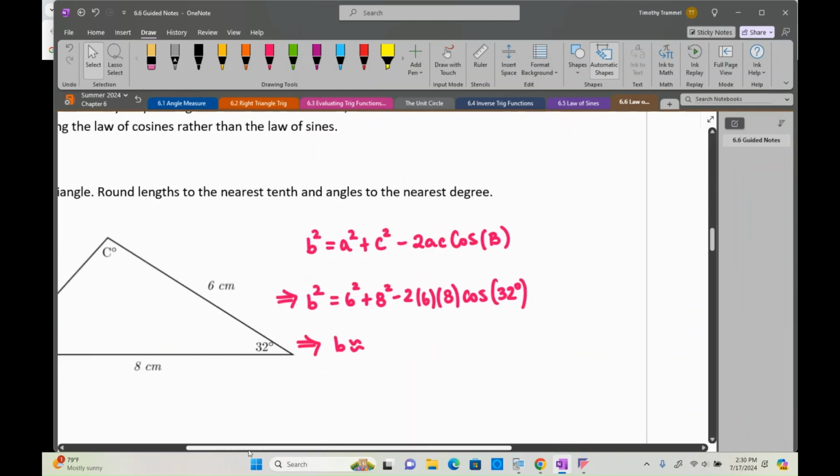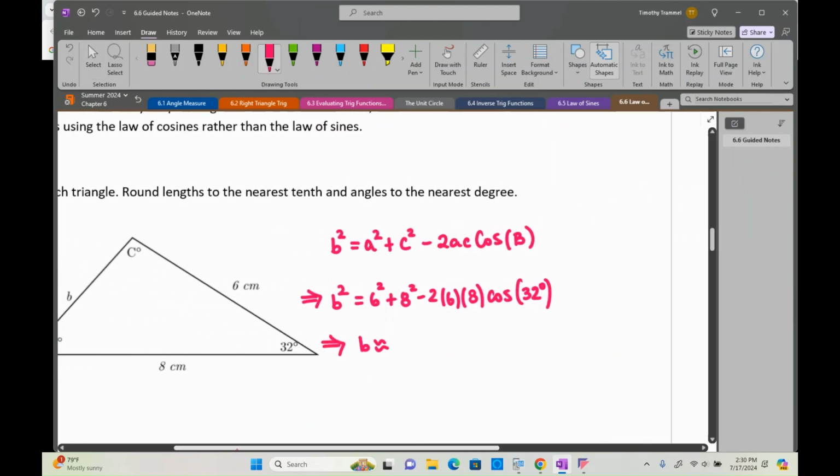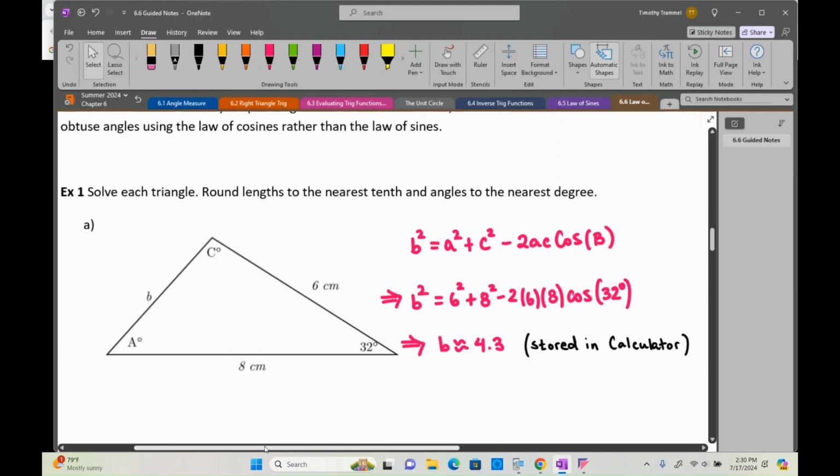Let's go record this over here. And I just want to note that I did store this in my calculator. All right, so now that we have B, we still have two more missing things, the angle A and the angle C.